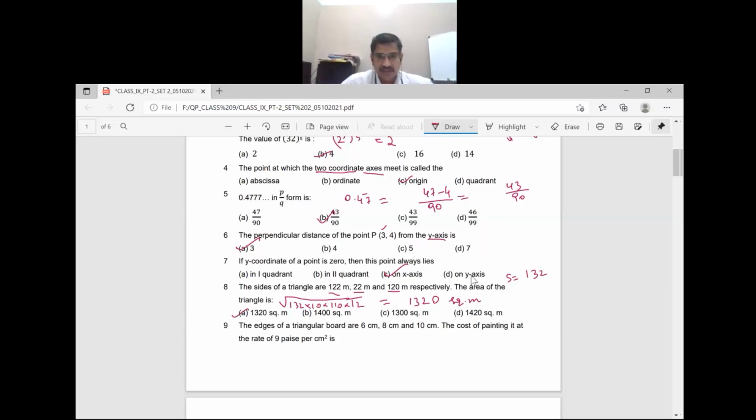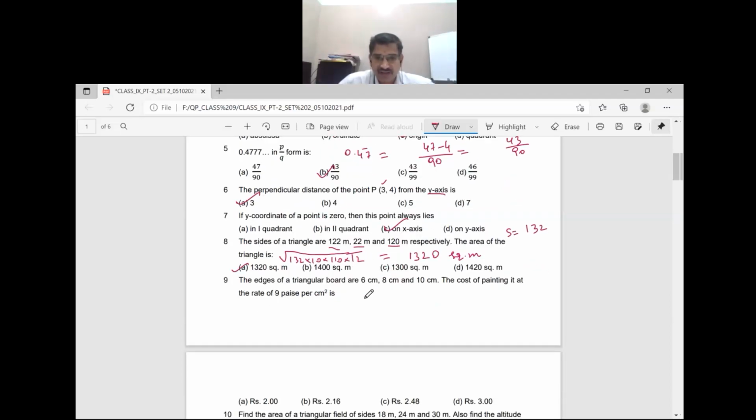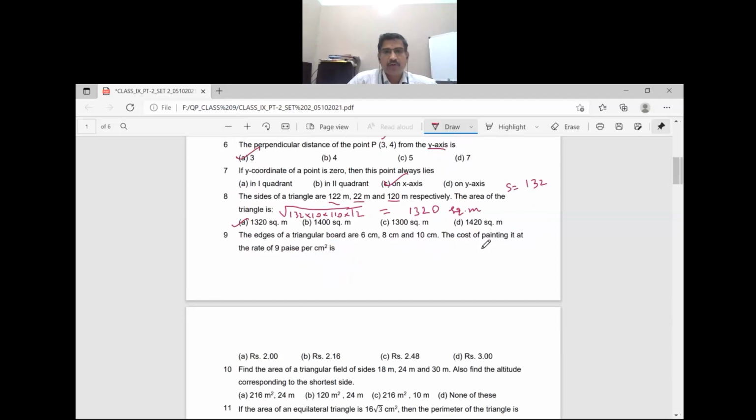Then coming to question number 9: the edges of a triangular board are 6 centimeter, 8 centimeter and 10 centimeter as the sides. Again Heron's formula, and the cost of painting it at the rate of 9 paise per centimeter square. First you have to find the area, then multiply by 9 paise to get the cost of painting. See, there is a specialty to this triangle. Instead of using Heron's formula, I'll straight away use that specialty. What is the specialty? Pythagorean triplet.